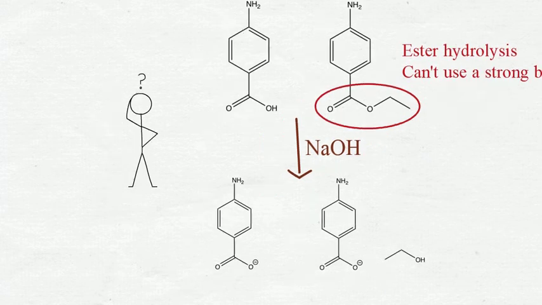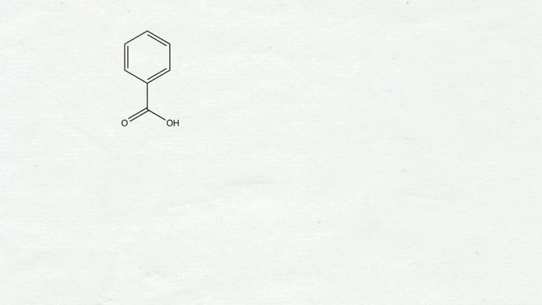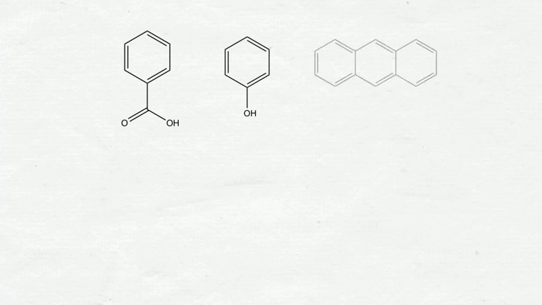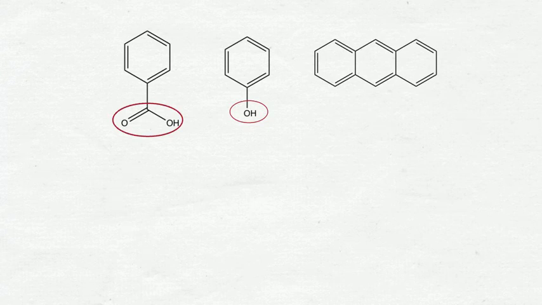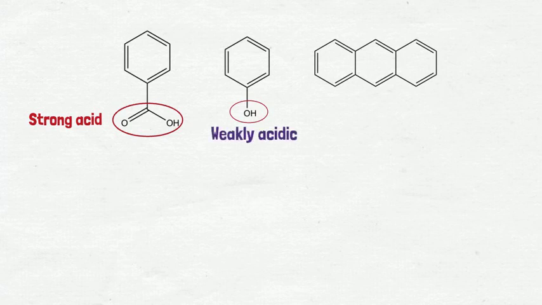As a last example, let's look at a mixture of benzoic acid, phenol, and anthracene dissolved in ether. Anthracene doesn't have any functional group, so we're going to leave that alone for now. Phenol and benzoic acid both have acidic functional groups. However, we know carboxylic acids are stronger acids compared to phenols, which can get deprotonated using either a weak or a strong base. How about phenols? Can you use a weak base such as sodium bicarbonate to deprotonate them? No, because phenols are weakly acidic, so they can only be deprotonated using a strong base.